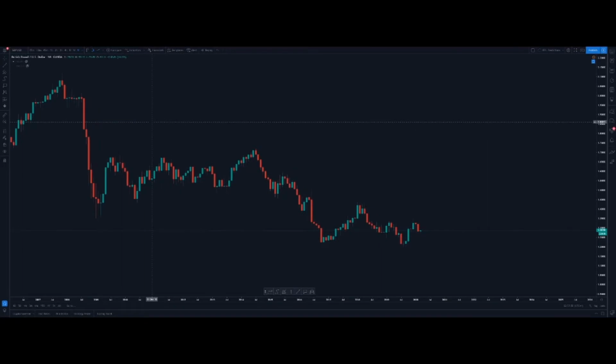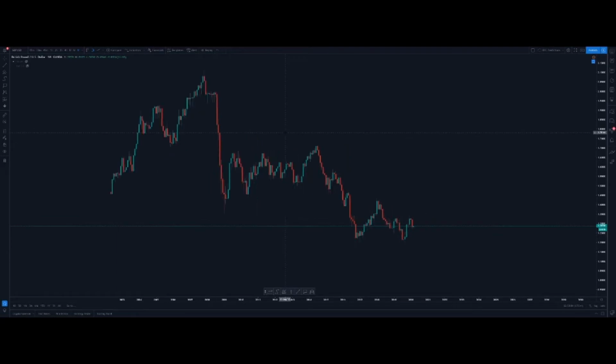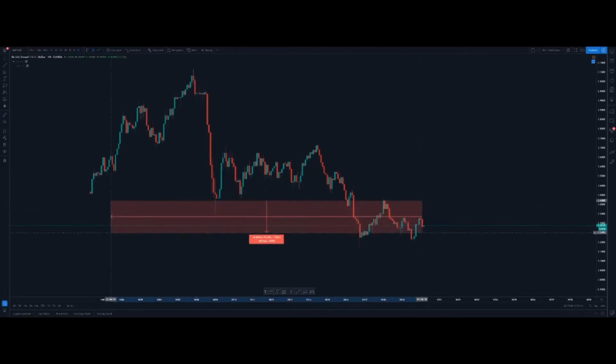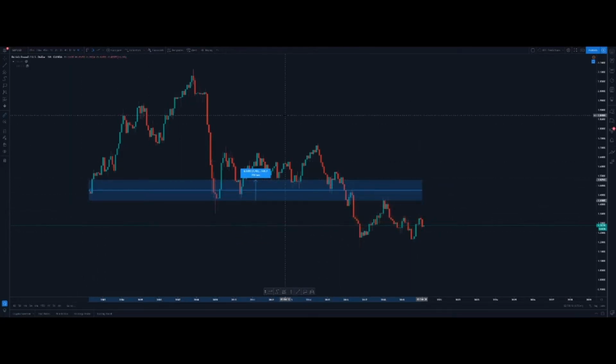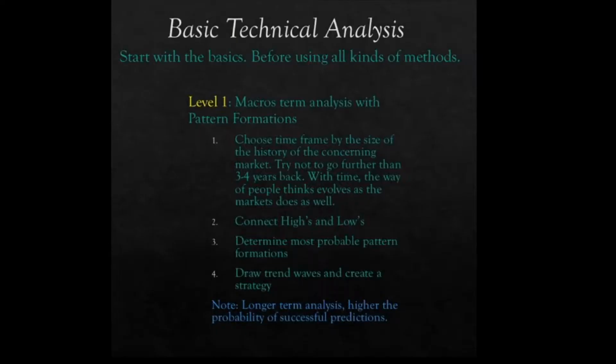As the steps suggested, we should start by determining the length of history. It's a pretty large history. It's approximately 19 years, 17 years. But as we stated on the steps, try not to go further than 3 to 4 years back, perhaps even 5, because as time goes on, the way people think evolves as well, and also the markets.